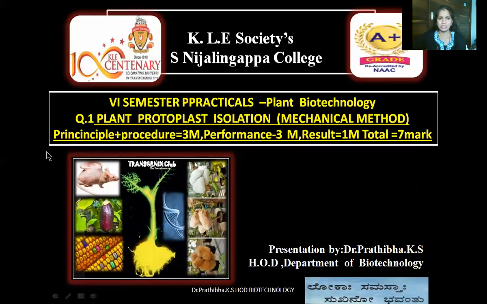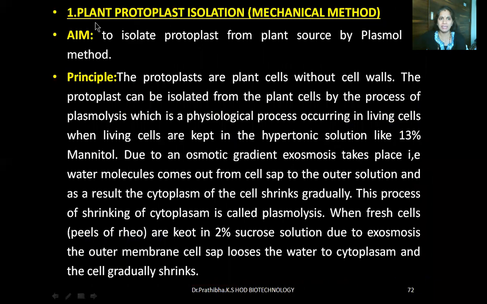So let us go to question number 1, plant protoplast isolation by mechanical method. Here you need to write the principle and procedure. This carries 3 marks, performance 3 marks, result 1 mark. So in total you are going to write and perform for 7 marks in this experiment. Here you can see the aim of the experiment and principle of the experiment. You can go through all these things. I'm not explaining here. Kindly make your own hard copy of all these questions and answers of the practicals, and that will be easy for you to write in the examination hall.